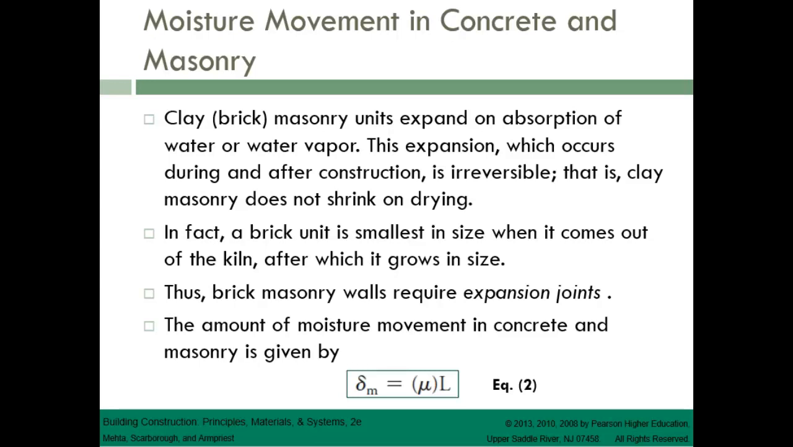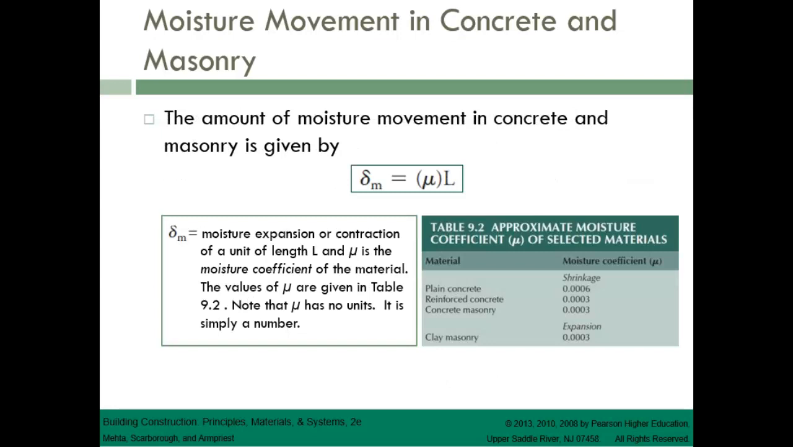Clay masonry units are considered a dry material. Clay masonry expands on absorption of water or water vapor. This expansion occurs during and after construction, and is irreversible. That is, clay masonry does not shrink on drying. In fact, a brick unit is smallest in size when it comes out of the kiln, after which it grows in size. Thus, brick masonry walls require expansion joints. So moisture movement is the coefficient of moisture for a selected material multiplied by its length.